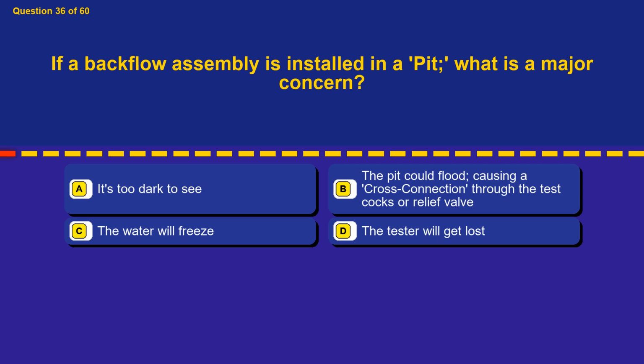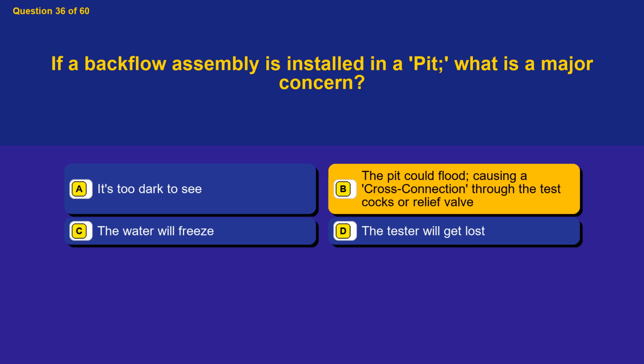Question 36. If a backflow assembly is installed in a pit, what is a major concern? Option A, it's too dark to see. Option B, the pit could flood, causing a cross-connection through the test cocks or relief valve. Option C, the water will freeze. Option D, the tester will get lost.